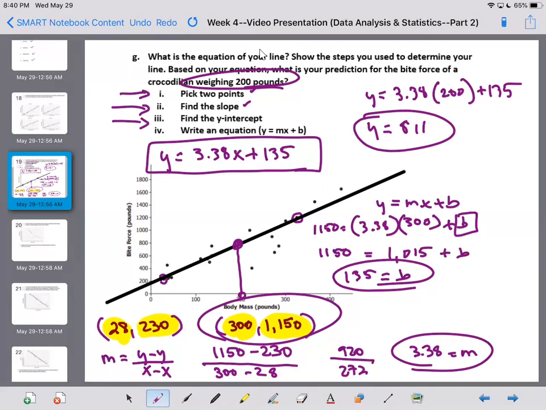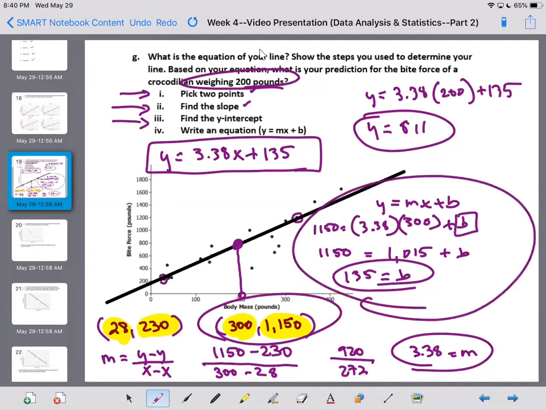And that's how you create your line of best fit. Pick a couple of points, find the slope, determine your y-intercept, which we did right here. And then once you find your y-intercept, you just piece them together and you have your equation.